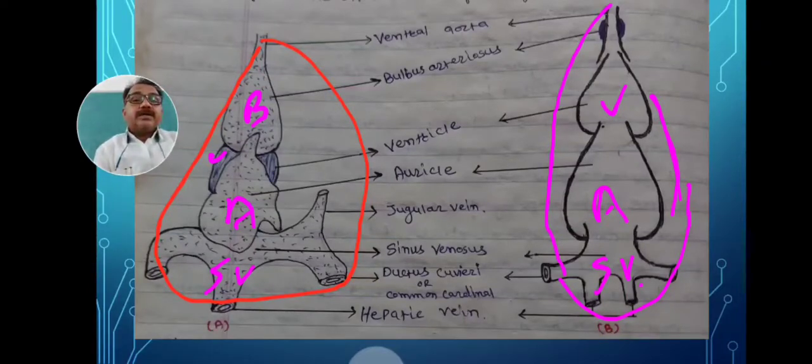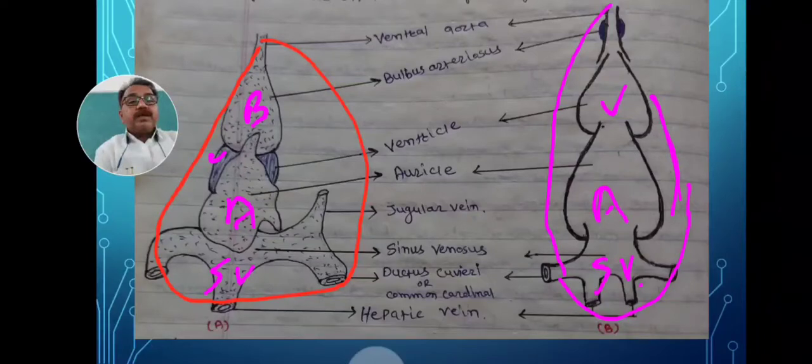This side duct is called the jugular vein. Then the ductus cuvieri or common cardinal vein, and this is the hepatic vein, or hepatic portal vein. The sinus venosus collects blood from the jugular vein, from the common cardinal vein, as well as from the hepatic vein. Blood flows in only one direction.